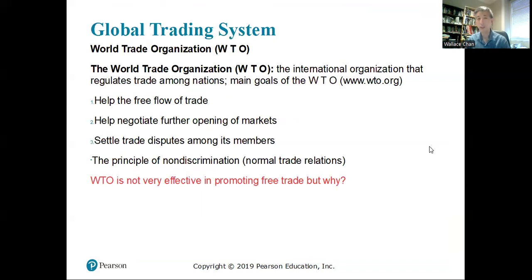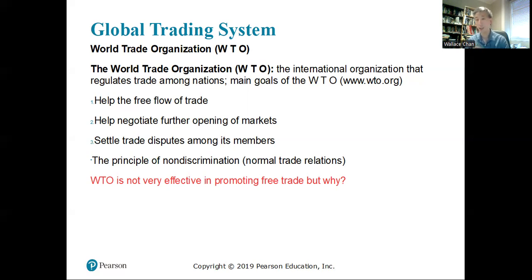Now, the WTO, World Trade Organization, regulates trade among nations. The main goals of the WTO are to have the free flow of trade, to help negotiate further opening of markets, and to settle trade disputes among its members. Also, the WTO embraces the principle of non-discrimination, meaning to make sure that member countries can maintain normal trade relations.